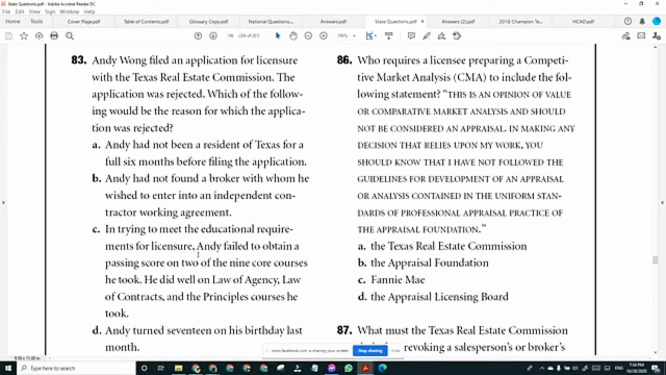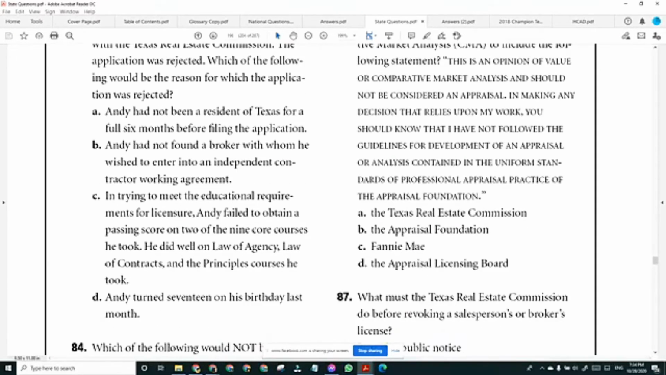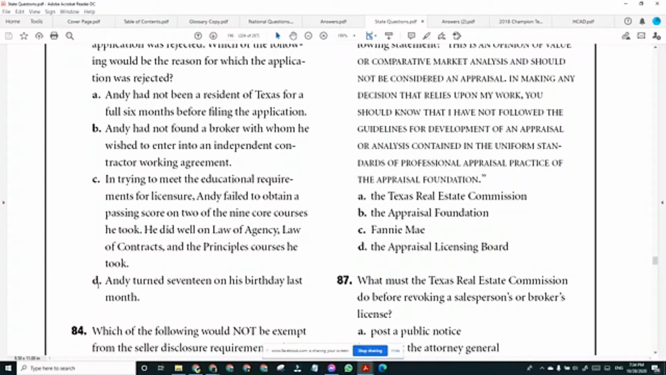C, in trying to meet the education requirements for licensure, Andy failed to obtain a passing score on 2 of the 9 core courses, and now we have 6 courses that he took. He did well on law of agency, law of contracts, and principal courses he took. And D, Andy turned 17 on his birthday last month.